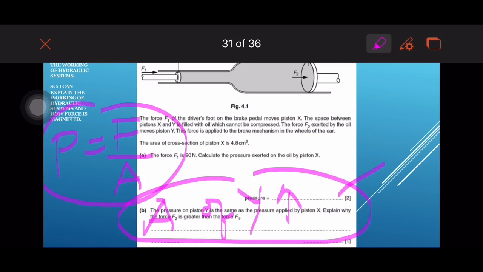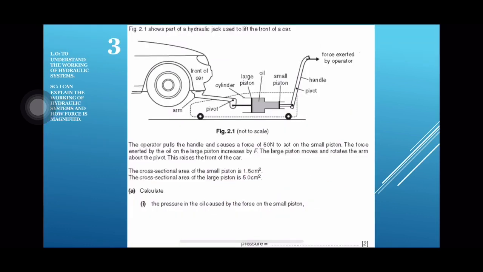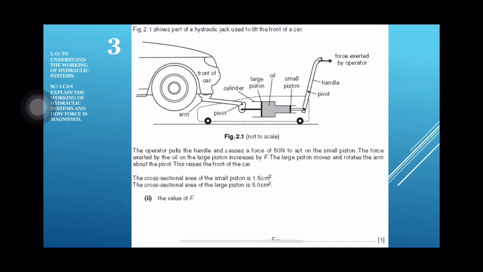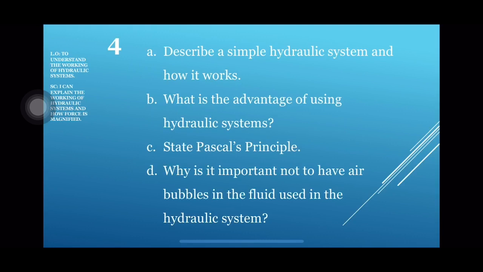Okay, so there's a question number 3 here, but I'm not going to answer it. You're going to answer it in your notebook. I'll give number 3 for you to answer in your notebook, as well as question number 4. Question number 3 has 2 parts. And question number 4 is basically questions that will summarize the lesson for today. So you're going to answer all of these questions in your notebook.